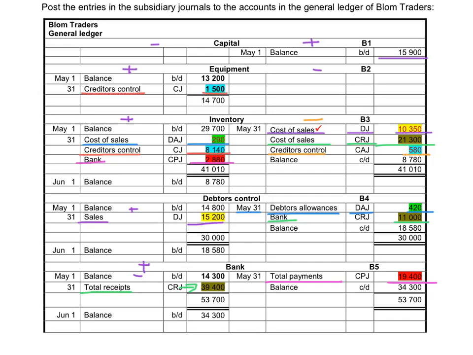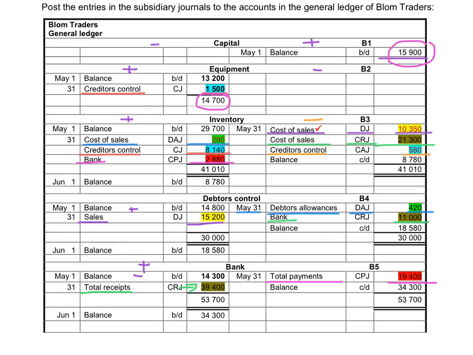If there's only one amount in an account, it means that amount is automatically your balance. Because it's on the credit side, it will appear on the credit side of the trial balance. Equipment has two amounts on the debit side, so you will add them up, and the balance is the total, and the 14,700 will be recorded in the trial balance on the debit side.